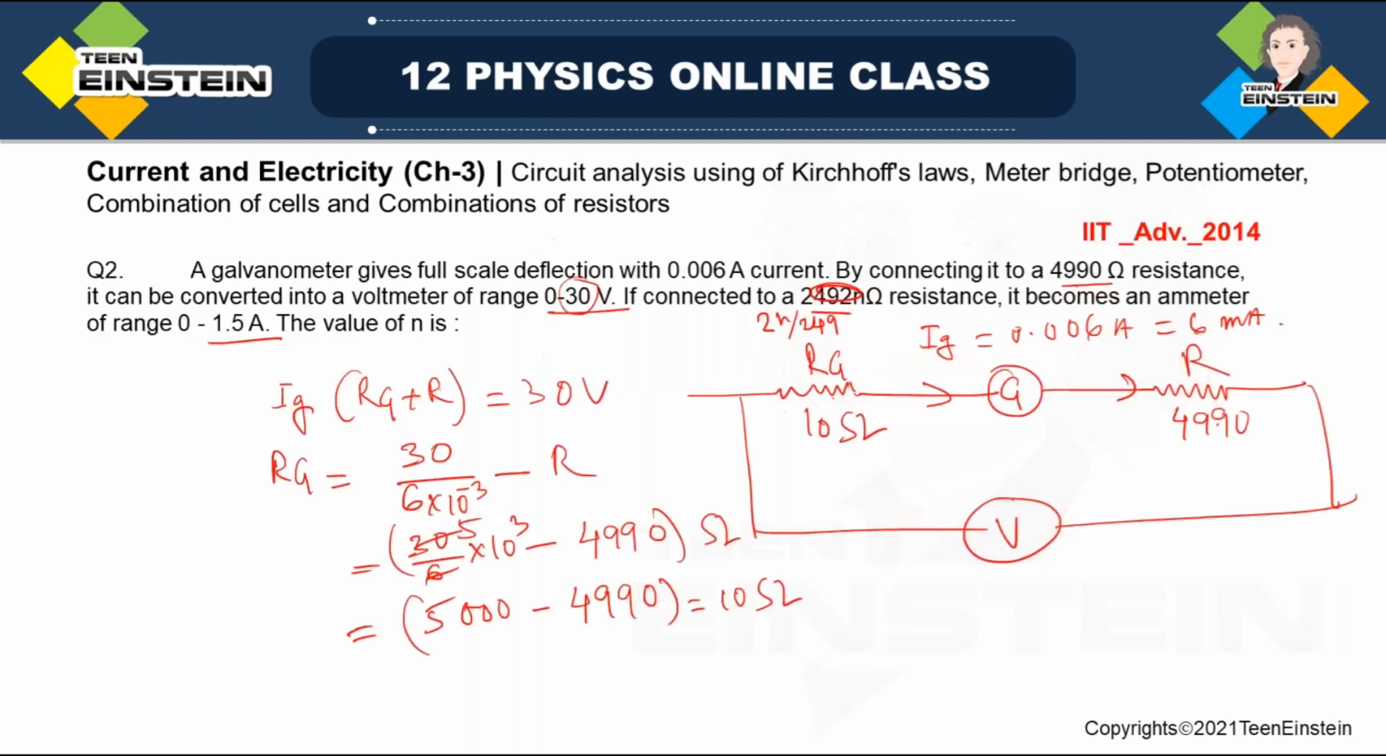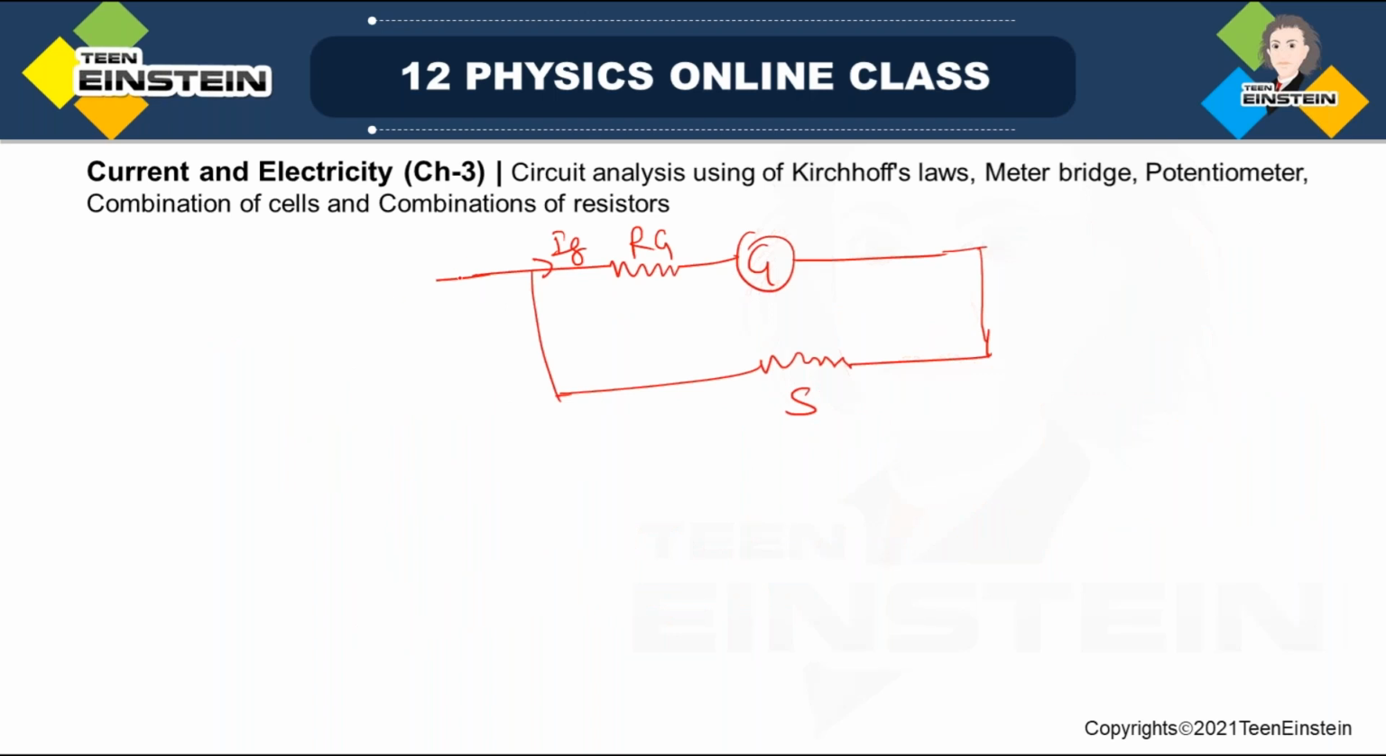The range of the current shown by this ammeter is 0 to 1.5 ampere. That means the main current should be this much. Suppose this current is I. This is the main current, the range of the current shown by the ammeter. This current will be divided into two parts: one is Ig and the other is I minus Ig. How to find this value? We can write S into I minus Ig equals Ig into Rg. So this is the equation.